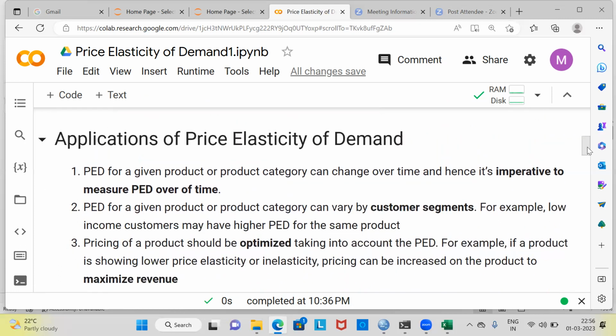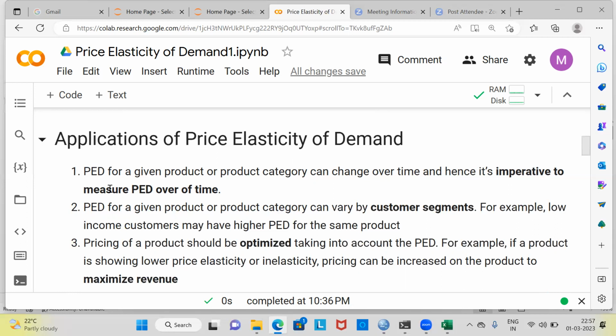Let's now talk about how we apply the price elasticity of demand. There are 3 important points to be stated when we speak about the price elasticity of demand. The first is, price elasticity of demand depends on time. I repeat, price elasticity of demand is a function of time.